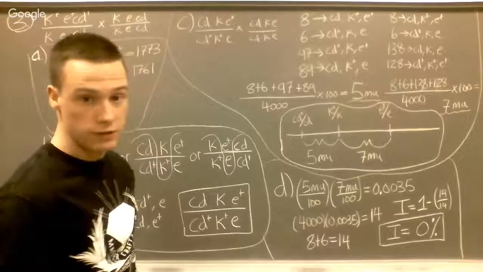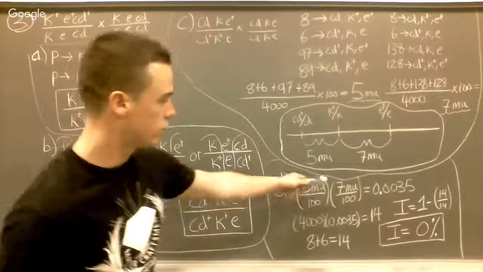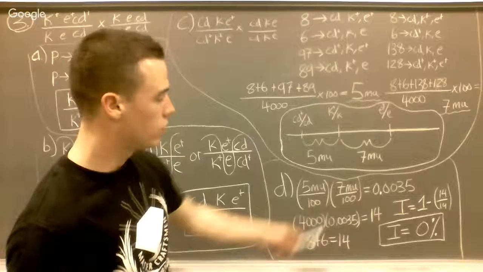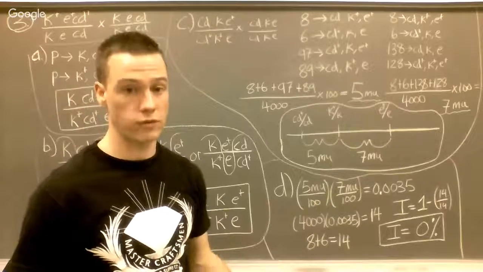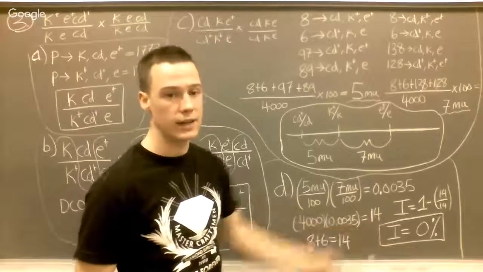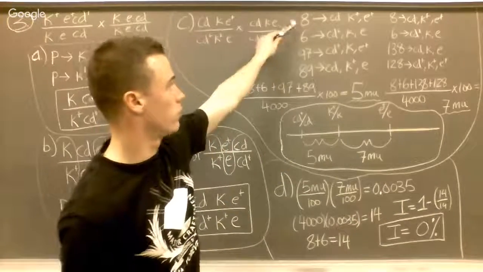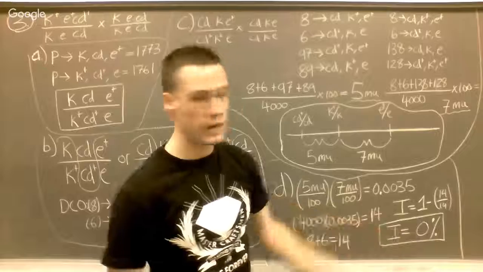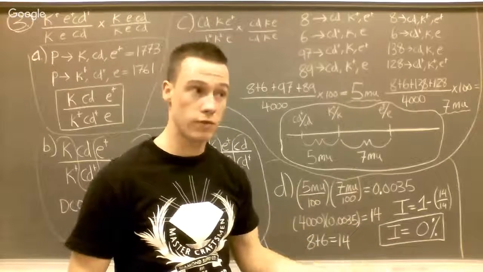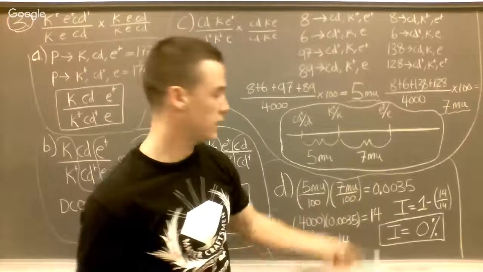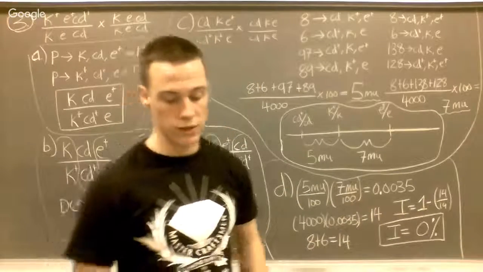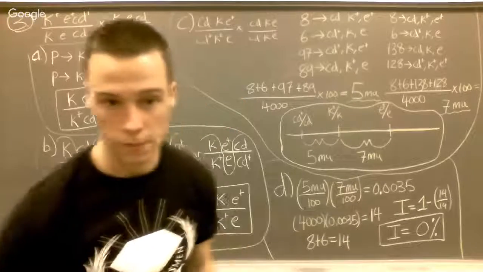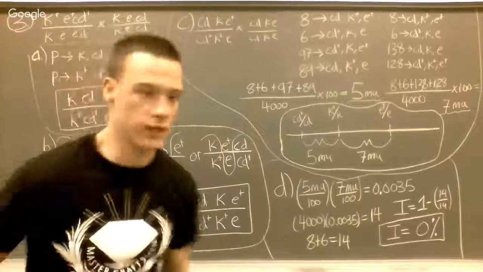Now we want to calculate an interference value. So we take our map units, each divided by 100, multiplied together, which gives us 0.0035. We multiply by the number of offspring to get our expected number of double crossover offspring, which is 14. Now we add our observed number of double crossover offspring, 8 plus 6. It also gives us 14. So when we plug it into our equation, I equals 1 minus the observed number of double crossovers divided by the expected, it gives us 0%. So we had nothing interfering with what we expected and what we actually observed for the number of double crossover offspring. And so that's it for number 3.